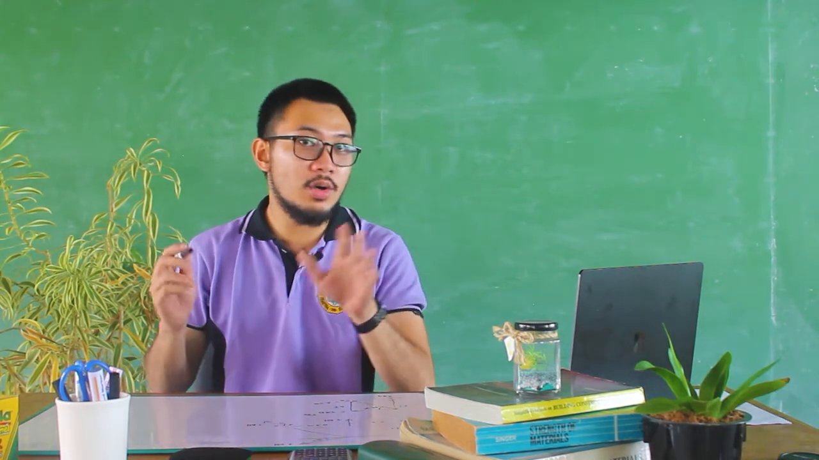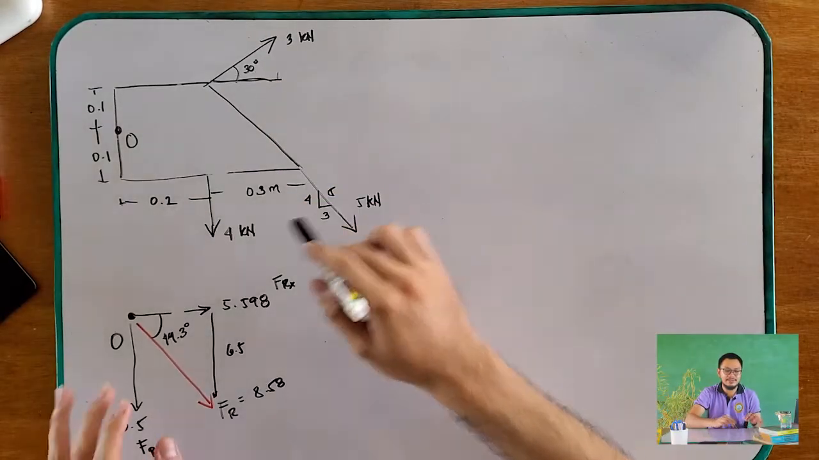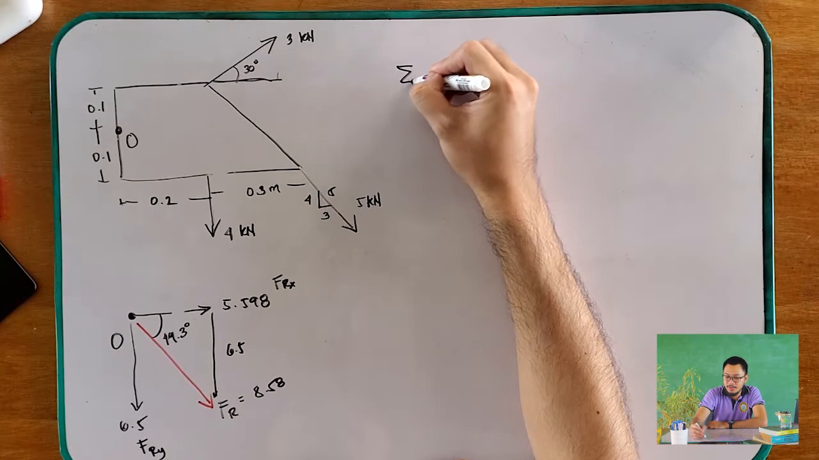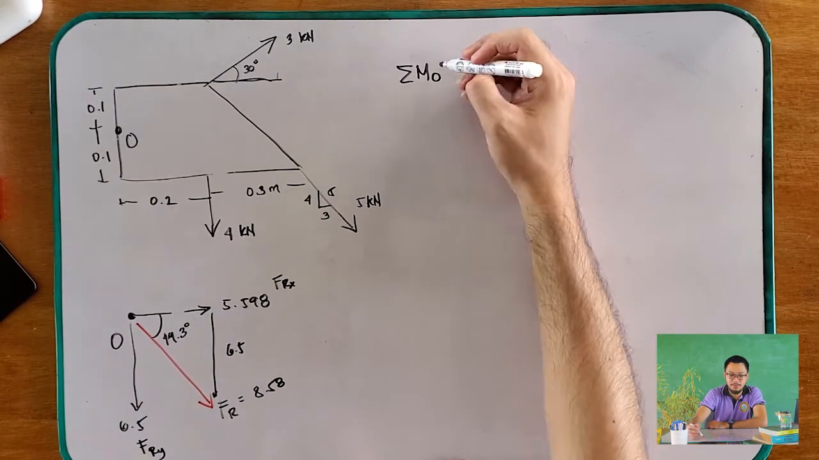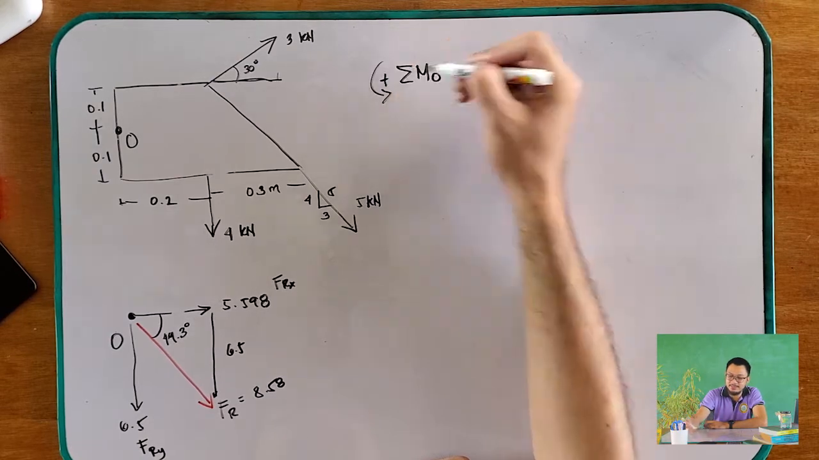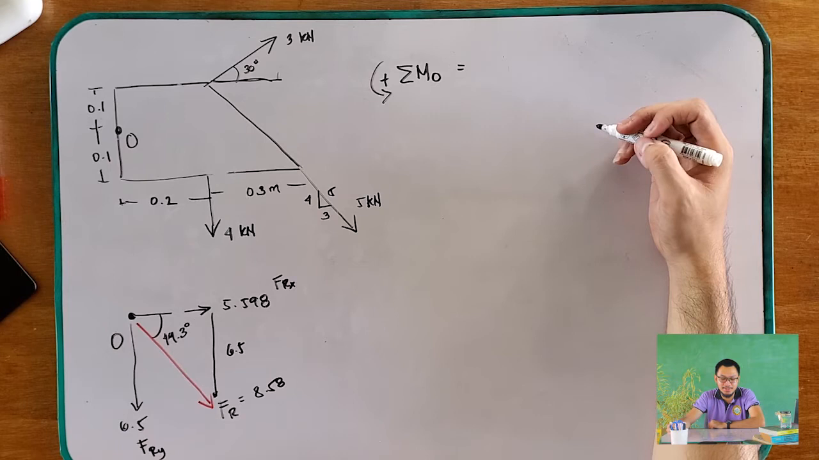8.58. Okay? Sige, let's proceed. So, again, we have to determine the moment of the three forces about point O. So, therefore, summation of moments about point O. Let's assume that the direction counterclockwise is positive.